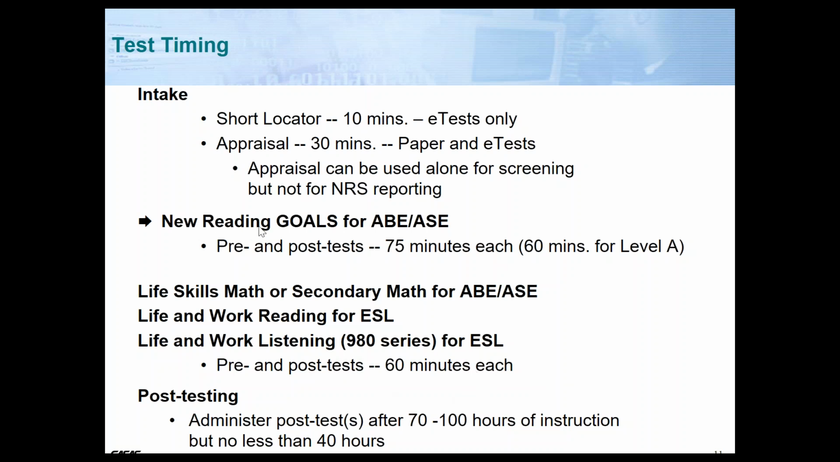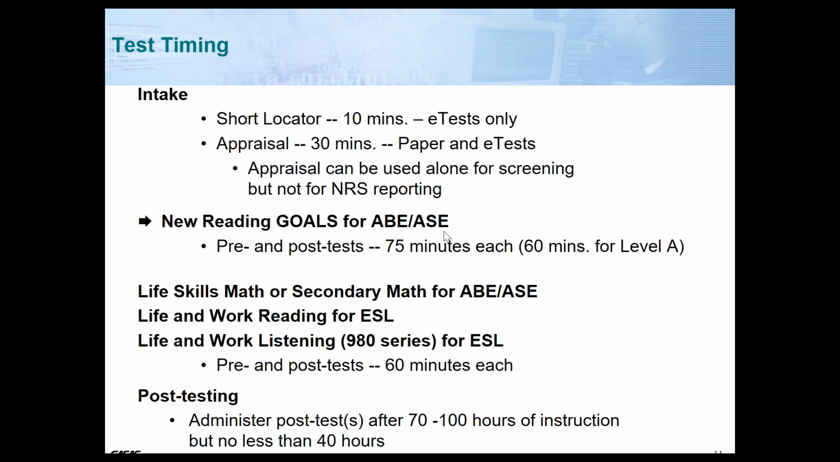But if you start using the new Reading Goals series, you do, by the way, need to pre-test and post-test with the same series. So you might want to continue post-testing. If you're currently using the Life and Work Reading series for ABE, you'd want to post-test those students with the Life and Work Reading while you can, since that's still approved, and then begin using the new Reading Goals series for ABE with your new students.